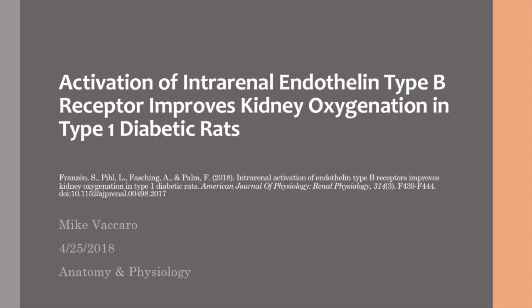Today we're going to look at a paper called Activation of Intrarenal Endothelin Type B Receptor and how it improves kidney oxygenation in type 1 diabetic rats. This study was performed by Franzen et al.